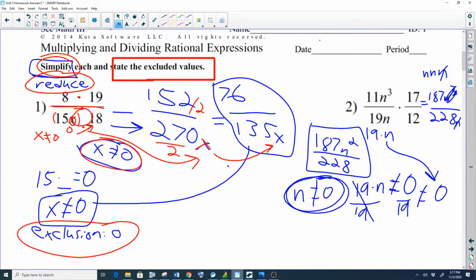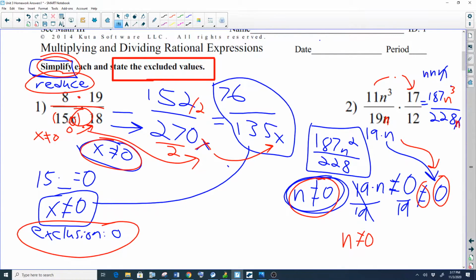Cool. Okay, so number 12, we're going to multiply straight across again. 11 times 17, or use a dot if you want for times, is 187. And then we do have n to the third power on top, and n on the bottom. Before you cancel out those n's, you need to make sure that your exclusion is set. Again, in these first 4 problems, n can't equal 0, so our exclusion is n equals 0. Then, after you do that, we can reduce it.